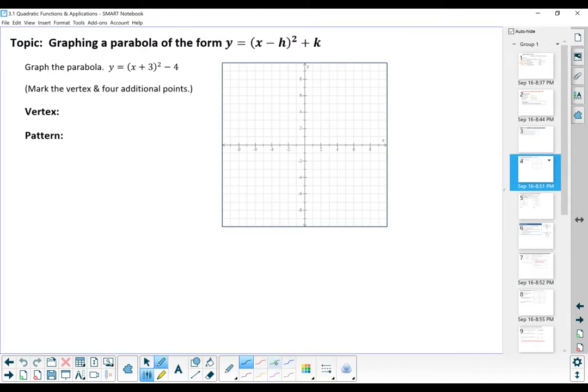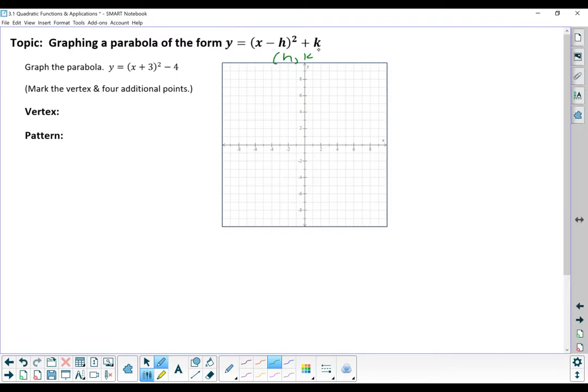I think we've done vertex form of an absolute value equation, and we may have even graphed parabolas earlier in the semester. So when we're graphing a parabola in vertex form, we want to start with the vertex. And so remember that if it's in this form, then the vertex is at (h, k). So for the parabola here, y equals (x + 3) squared minus 4, our vertex is going to be at -3, -4. So we're looking for the 0 here. That's why it's a -3.